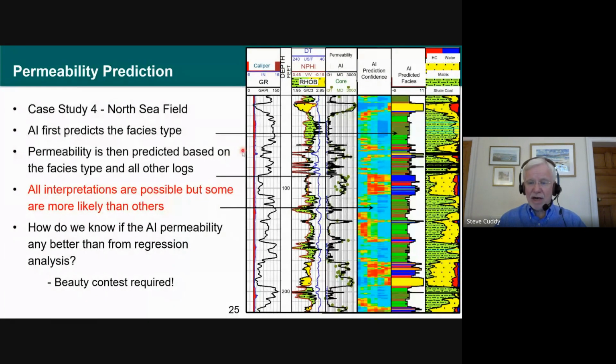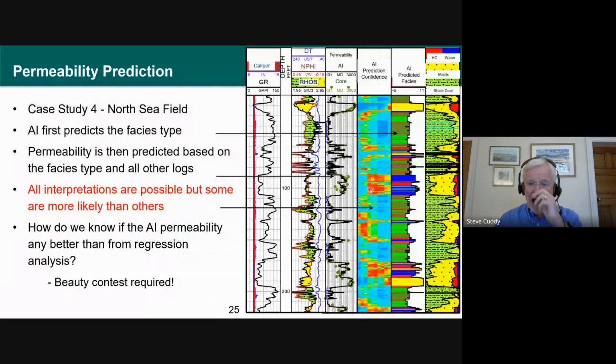So in this example, the first step the AI does is to predict the lithofacies type, shown in this track here. And then it predicts the permeability. As you can see, it's quite a good match. But some intervals have a better match than others. Now, the AI is using fuzzy logic. It says any interpretation is possible, but some are more likely than others.